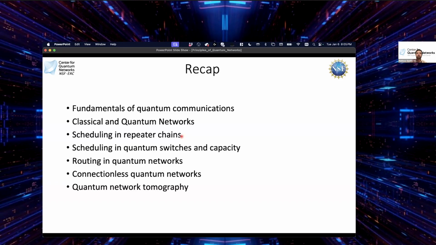And finally, we ended the course discussing quantum network tomography, that is essentially defining methods for the estimation of network links when we only allow ourselves to do end-to-end measurements, such that the internet infrastructure is not directly accessed to perform estimation and to derive expressions or calculate parameters that characterize the network links.